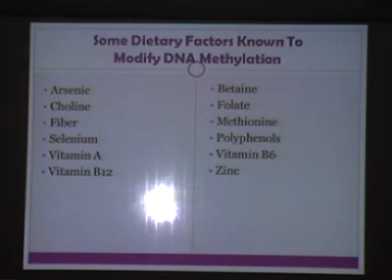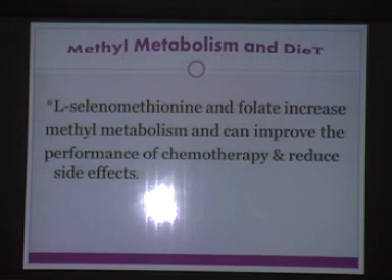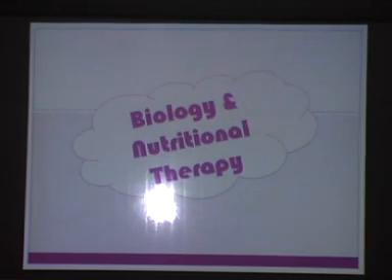We know some of the dietary factors that modify DNA methylation. The most important are folate, vitamin B6, and vitamin B12. All of these are very important for proper methylation, genetic stability, and prevention of cancer. In a clinical study, L-cysteine and folate increased methyl metabolism and can improve the performance of chemotherapy and reduce the side effects. Biology and nutritional therapy.